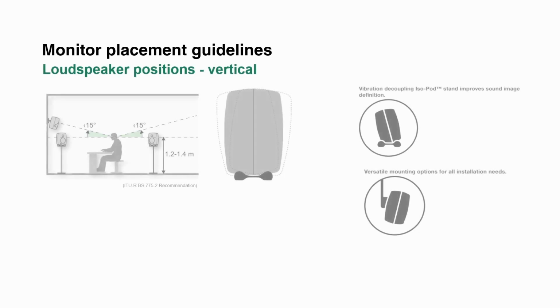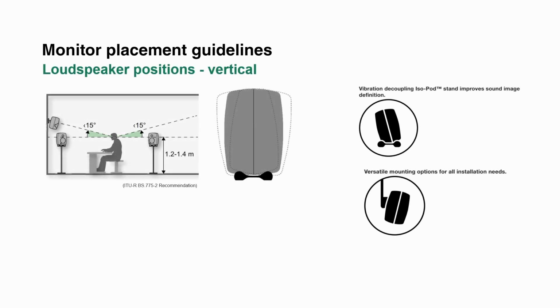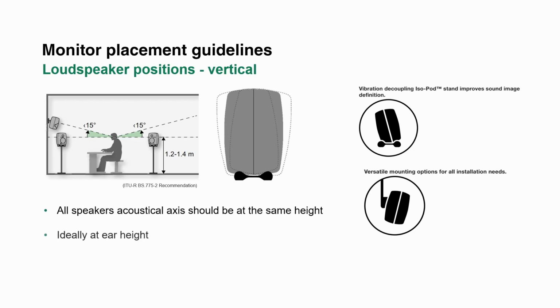So, loudspeaker positions in the vertical axis. All loudspeakers ideally should be at the same height. If we're talking about the hemispherical placement of an immersive system, the LCR, the sides and the rears ideally should be at the same height. If you have to go slightly above, then I would look at angling those monitors down towards the listening position, but if at all possible, no greater than 15 degrees.